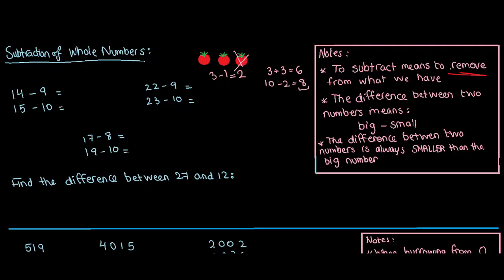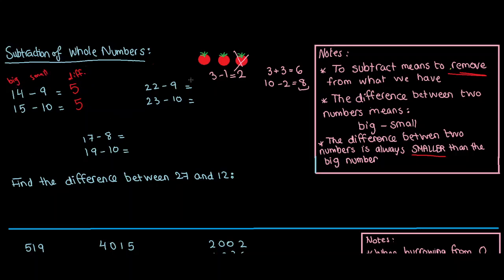When we are talking about the difference between two terms, we are saying the big number minus the small number. And the difference between these two numbers is always smaller than the big number that we started with. I'll give you some examples here. 14 minus 9 is 5, and 15 minus 10 is also 5. So the difference between these two numbers, which is this one right here, is always smaller than the bigger number right here, and this is the smaller number. So big minus small equals the difference.